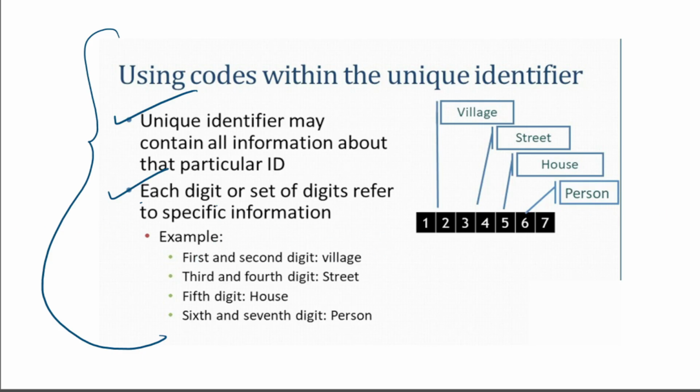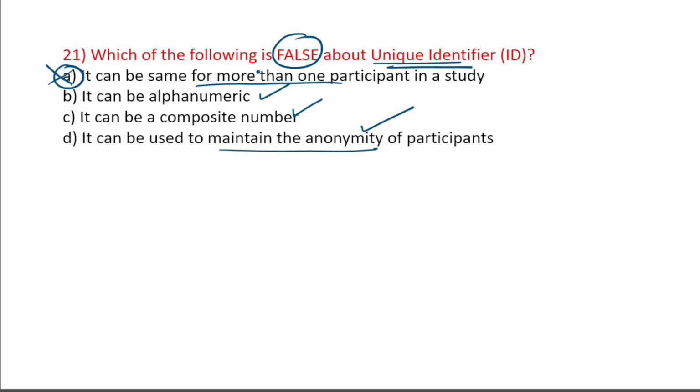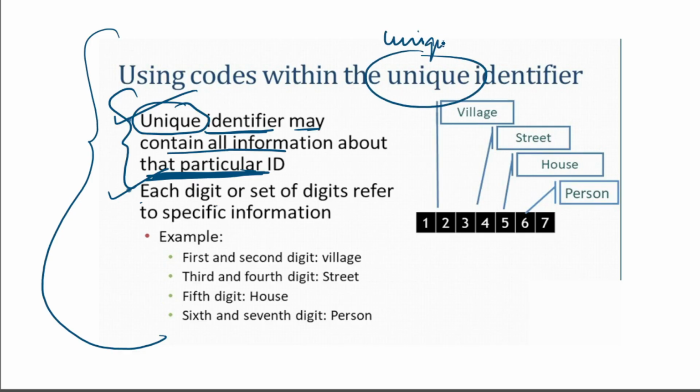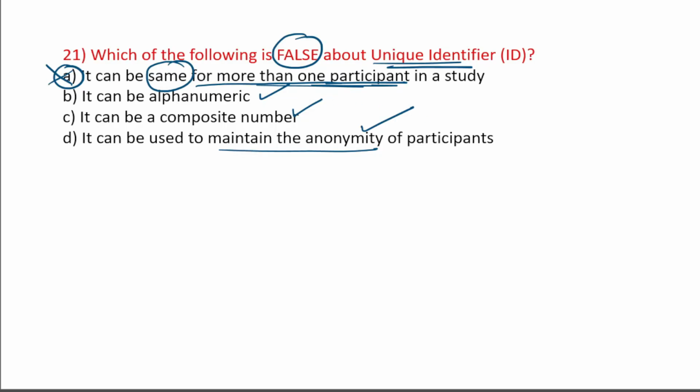Okay. So in our question, which of the following is false? The false part is that it can be same for more than one participant in the study. It is a false statement, because it cannot be the same for one participant, because each participant will have a unique ID. That is why it is called a unique identifier. One person, one ID, please remember. So that is why it is called unique. The uniqueness is for only one person. So therefore we got the answer for our question.